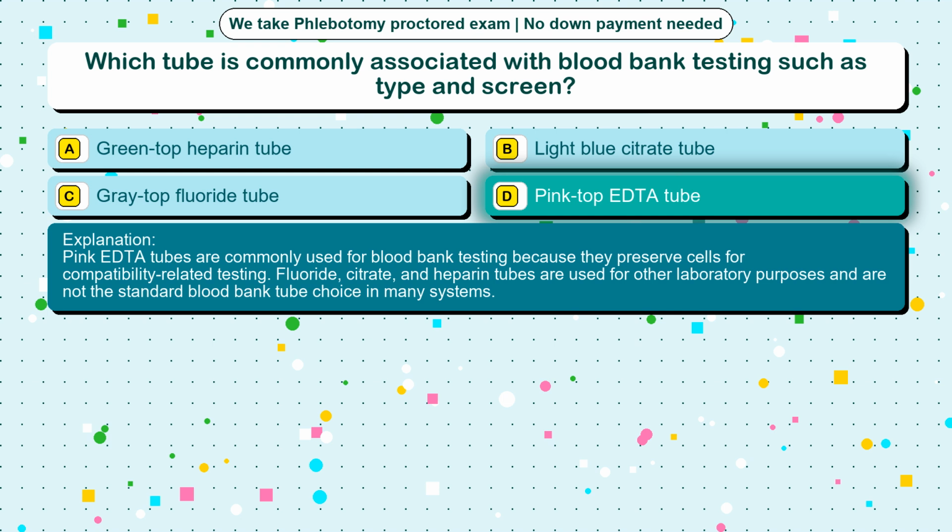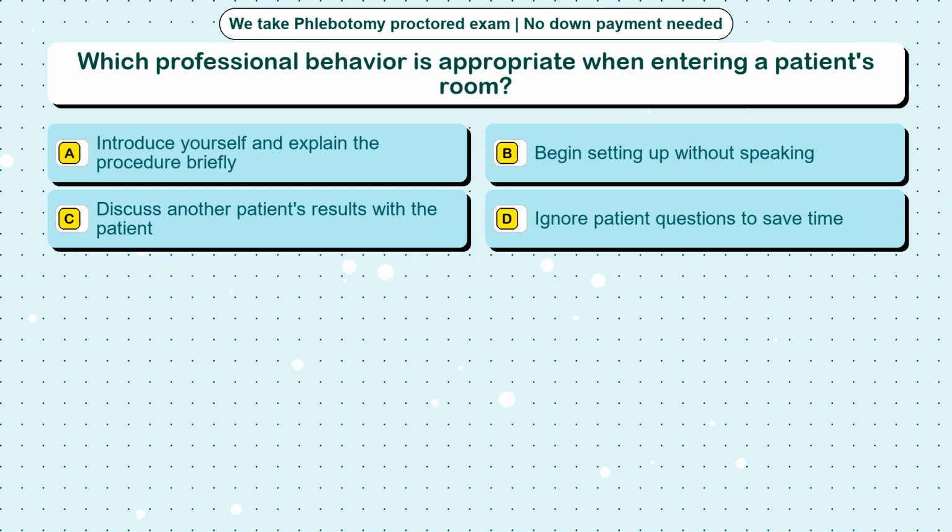Question 25. Which professional behavior is appropriate when entering a patient's room? Option A, introduce yourself and explain the procedure briefly. Option B, begin setting up without speaking. Option C, discuss another patient's results with the patient. Option D, ignore patient questions to save time.